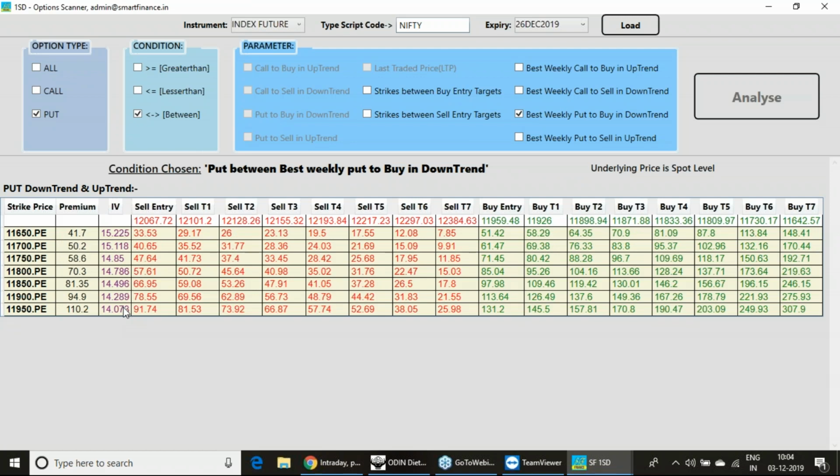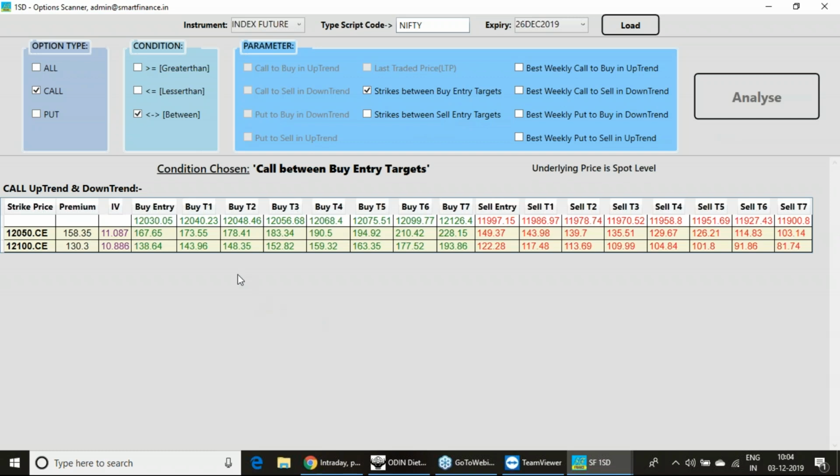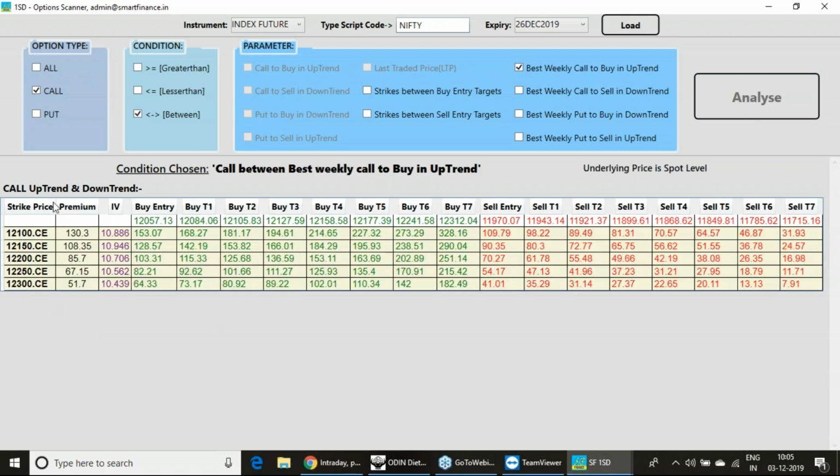So these are for put options. Same way for call options, if you are going for call options and want two strikes to buy between the buy entry and targets, you will get two different strikes: 1250, 1200, 12,100. If you want to hold those strikes, these are the best weekly call options to buy in an uptrend. So for a 1 week period, you can get these strikes.